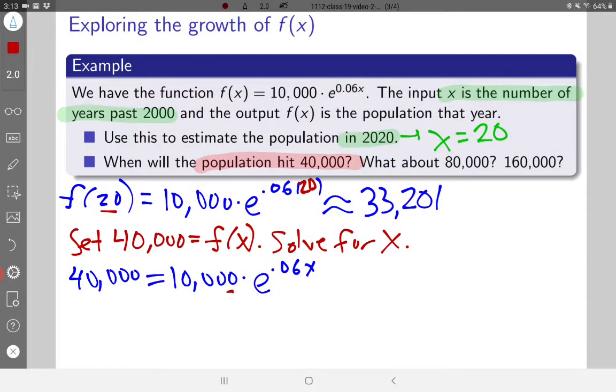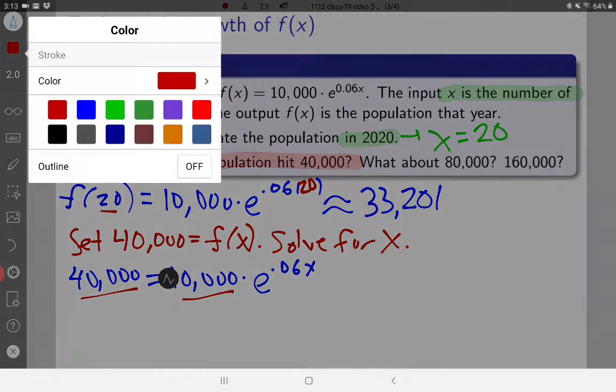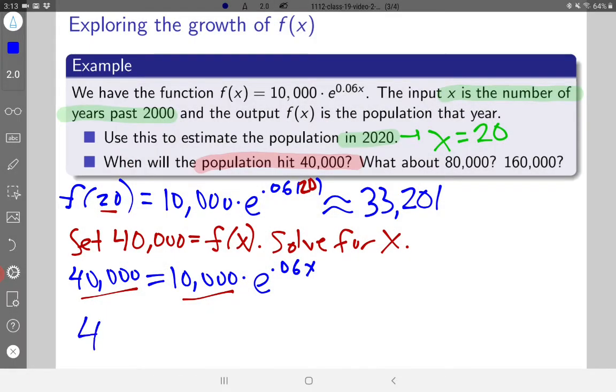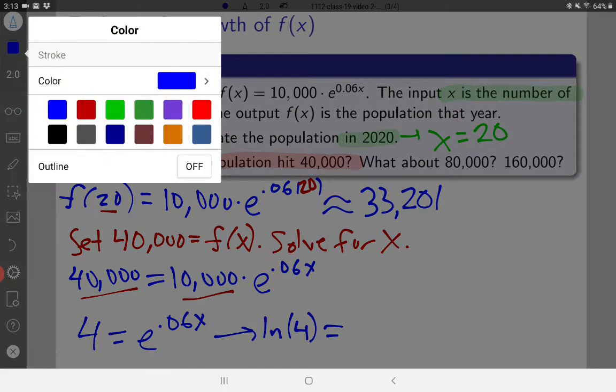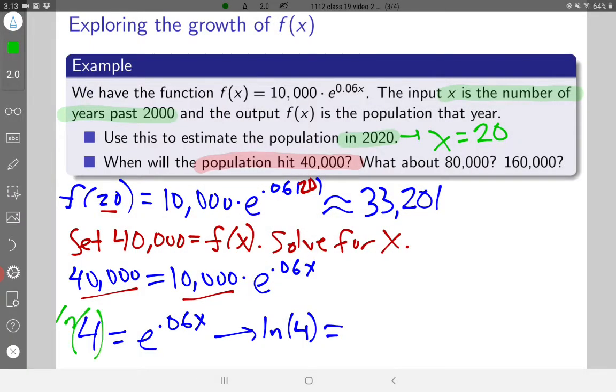First thing I'm going to do is divide both sides by that 10,000. That's where I'm getting the 4 on the left side that I'm about to write. The variable that I'm trying to solve for, x, is stuck up there in the exponent of something, so I'm going to apply a logarithm on both sides. And because that's an exponent base e, I'm going to apply a natural logarithm. So I'm going to see ln of 4 equals, now what's the natural log of an exponential thing like that? It's just the exponent itself. So that's going to turn into just 0.06x.